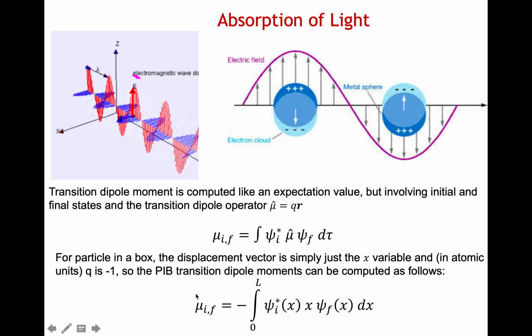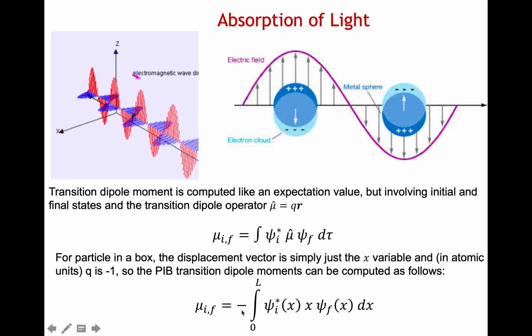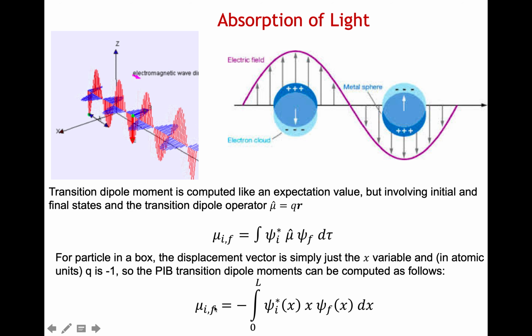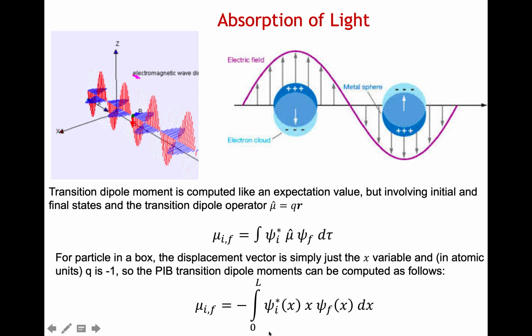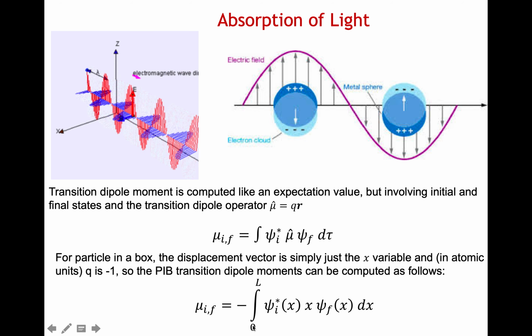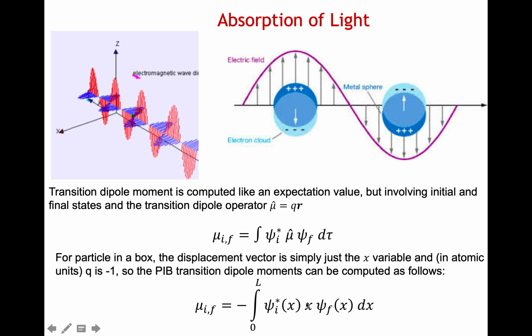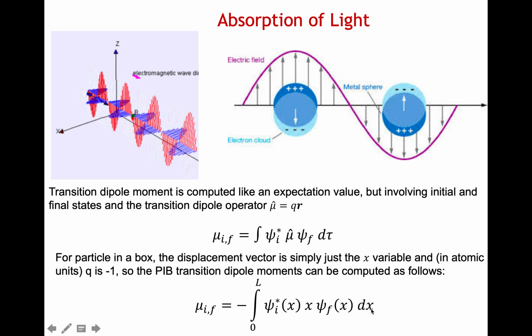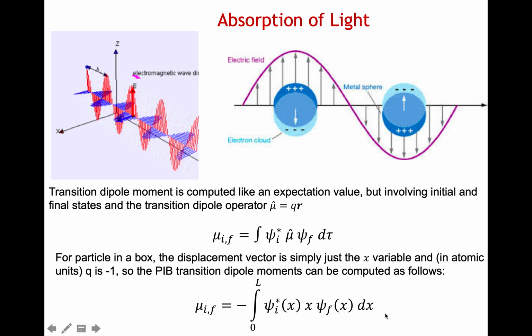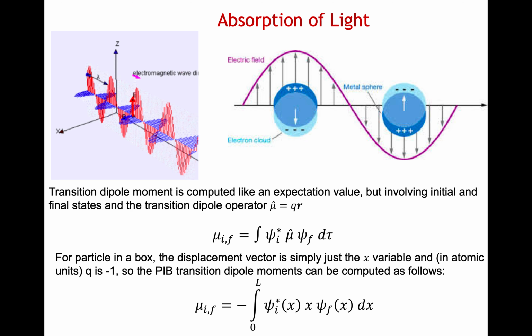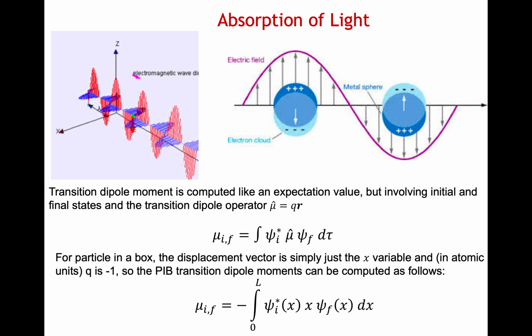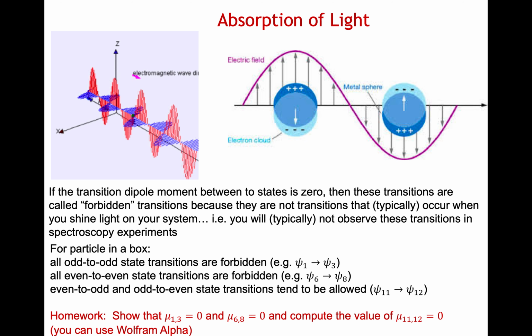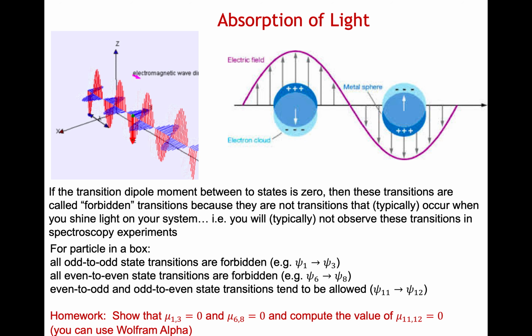So our actual integral that allows us to compute the transition dipole moment between any two states in the particle in a box is just the integral from 0 to L of negative psi initial star times x times psi final dx. That integral is something we can throw into Wolfram Alpha, and it can tell us what the value will be.